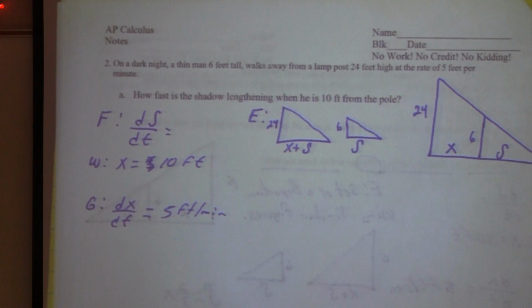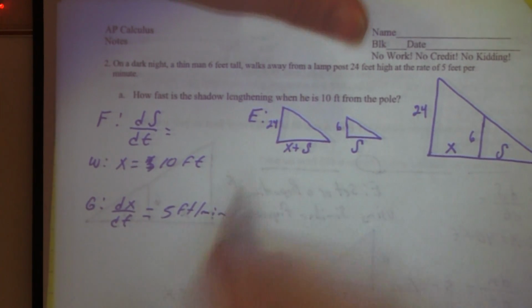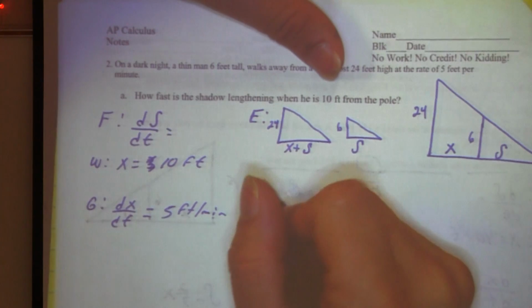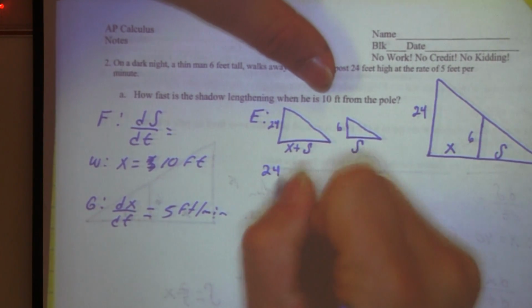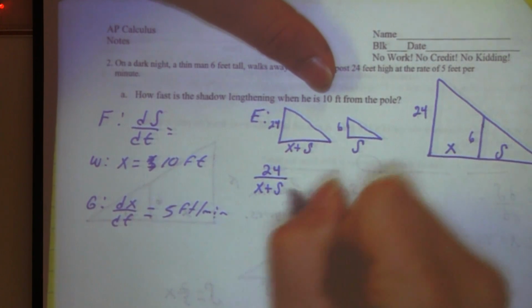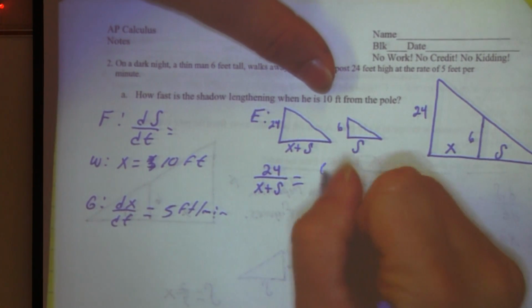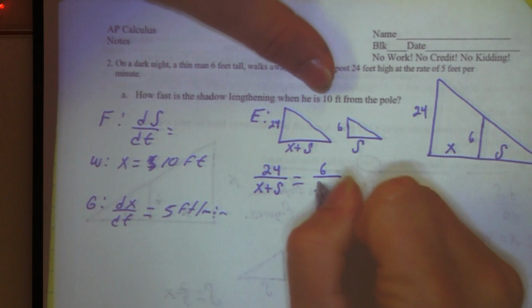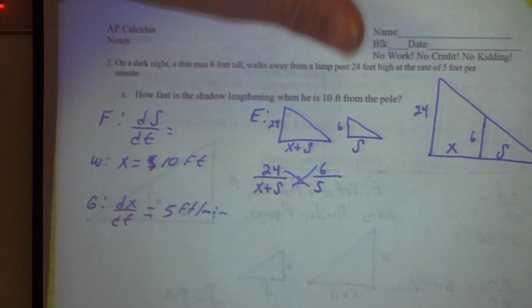Now let's set up our proportion to be able to get our equation that we can differentiate. How do you want to set it up this time? Same way? Okay, so tell me what to write. 24 over x plus s, equals? 6 over s. Okay, cross multiply.